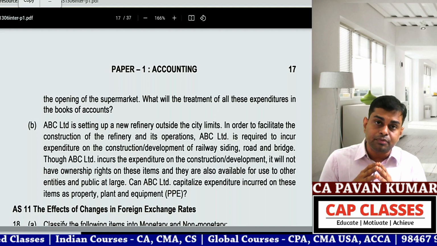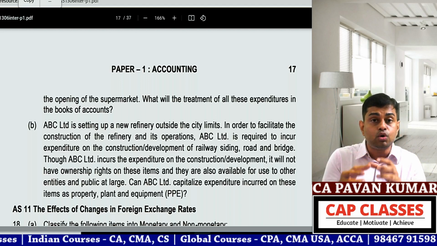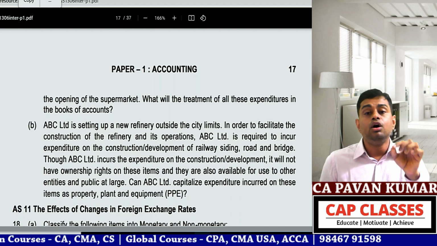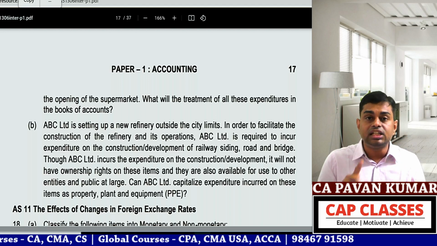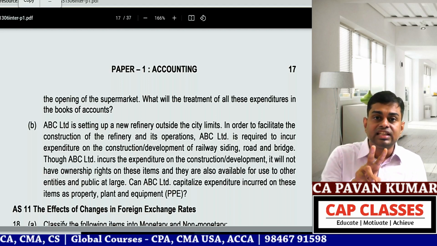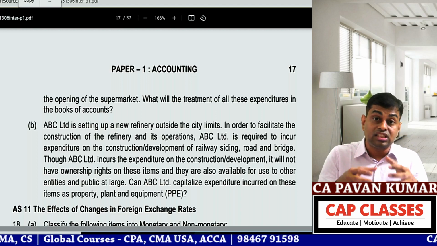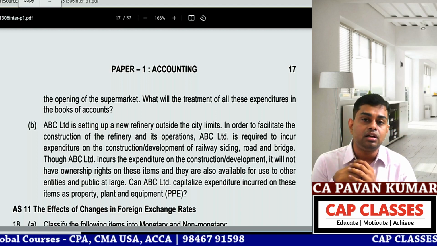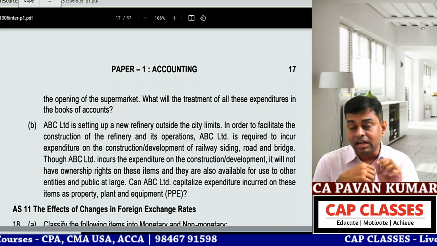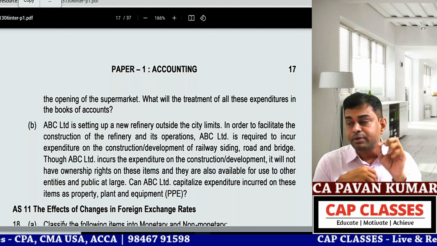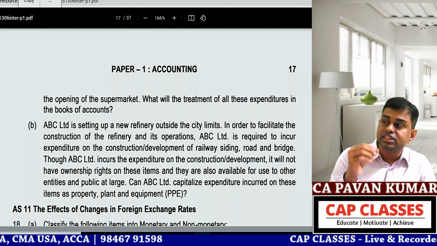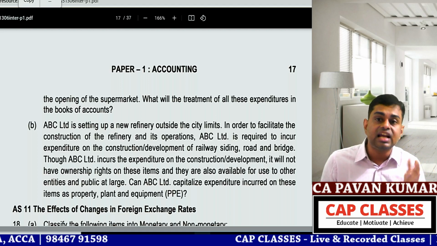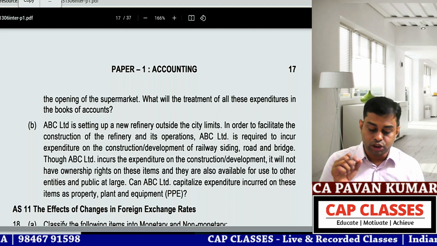What is the recognition principle? An expenditure incurred towards an item of property, plant and equipment can be capitalized only if the following two conditions are satisfied. First one is future economic benefits. Second one is the measurement concept, whether the cost is measurable. These two are satisfied here. So 18 lakhs can be capitalized, but 2 lakh rupees of salaries paid to staff and 1.5 lakh rupees of utilities cost cannot be capitalized because they are operating expenses. That's all. Question A is over.